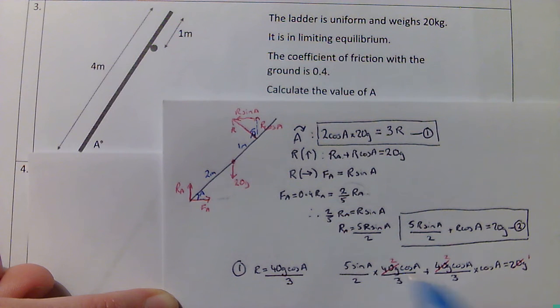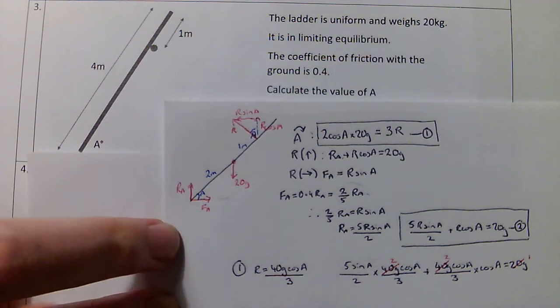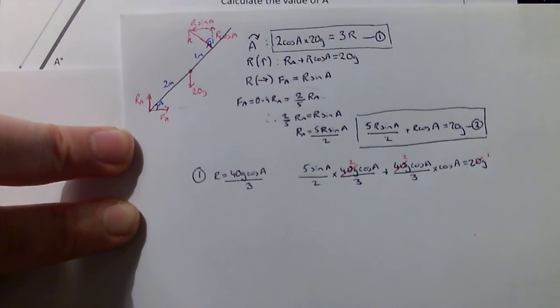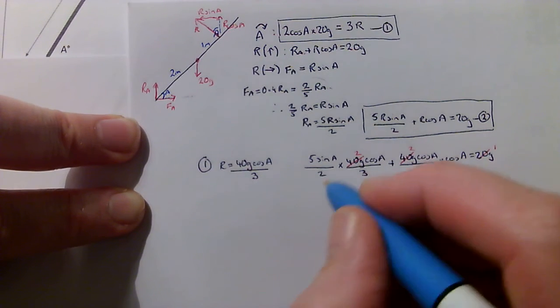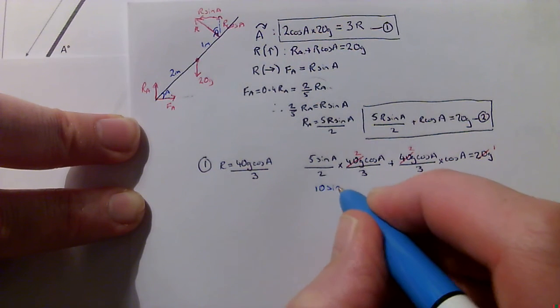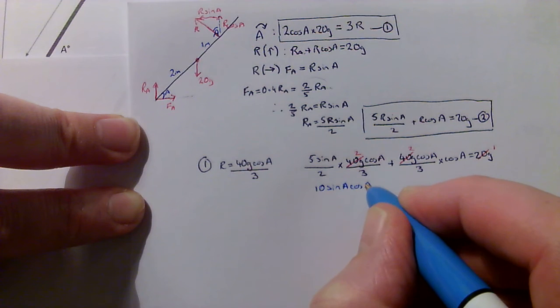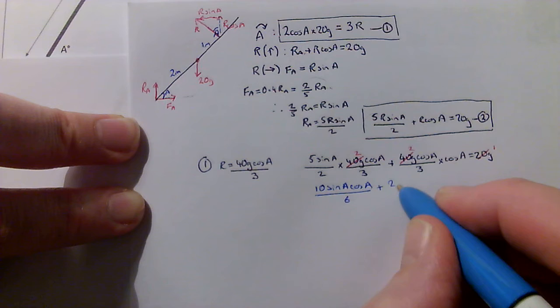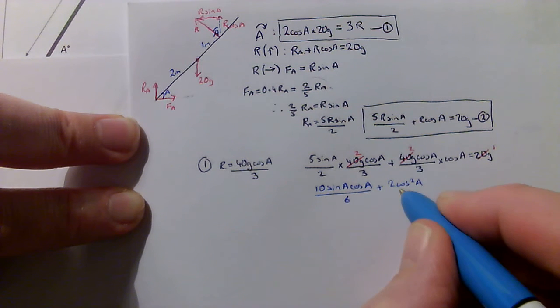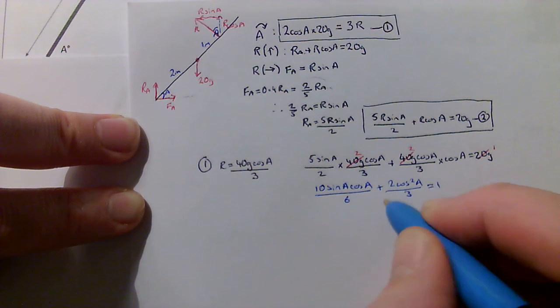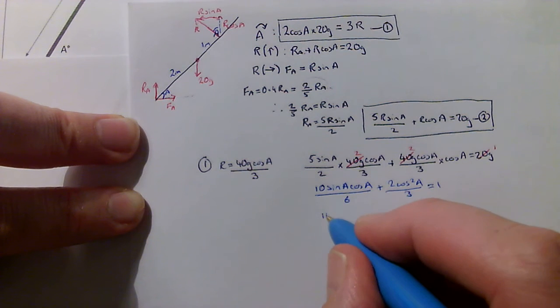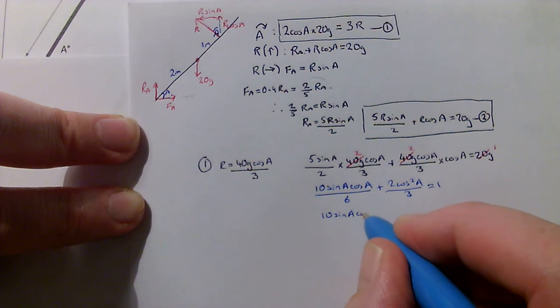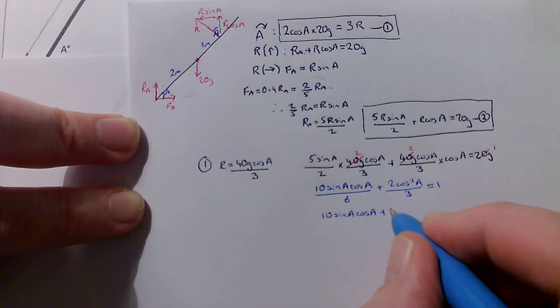So I've got 10 sin A cos A on 6, smooth this down a little bit, plus 2 cos squared A on 3 equals 1. I'm going to multiply everything through by 6, gives me 10 sin A cos A plus 4 cos squared A equals 6.